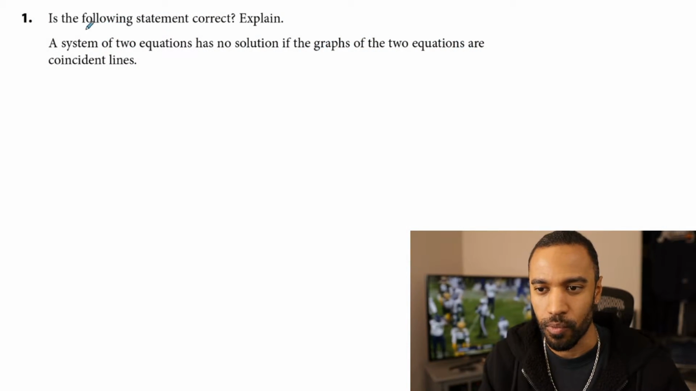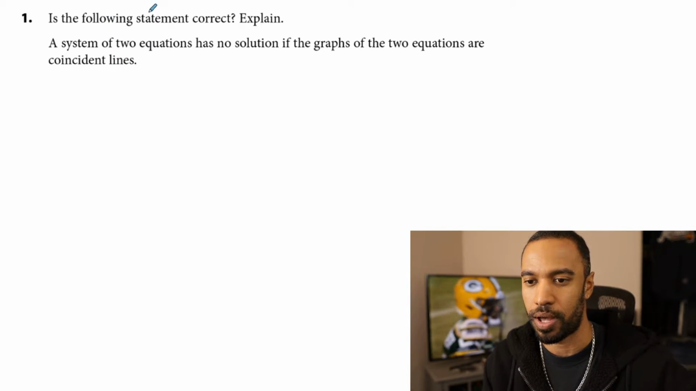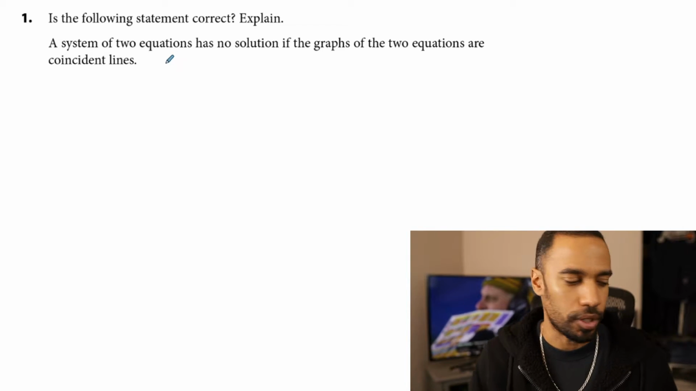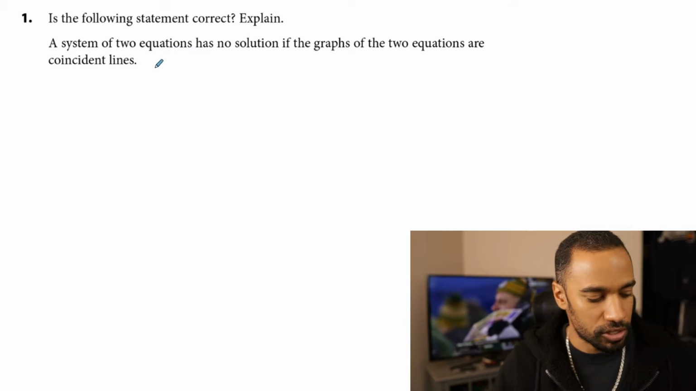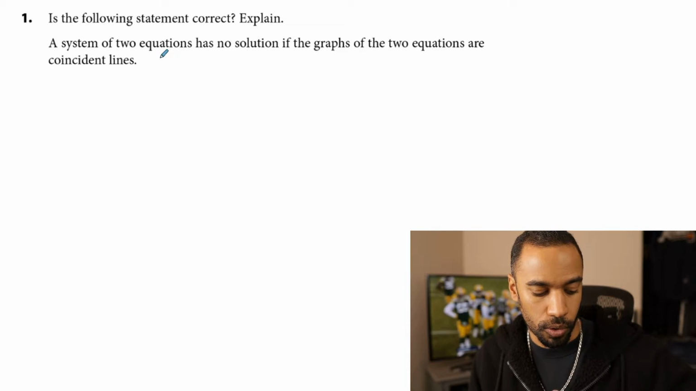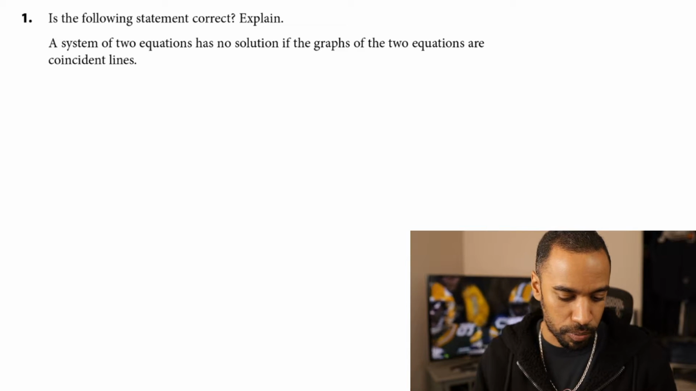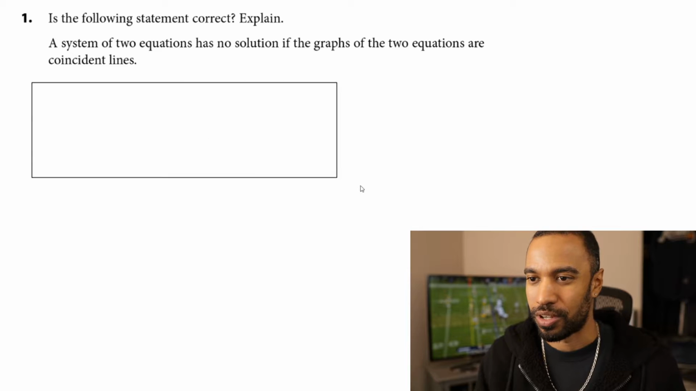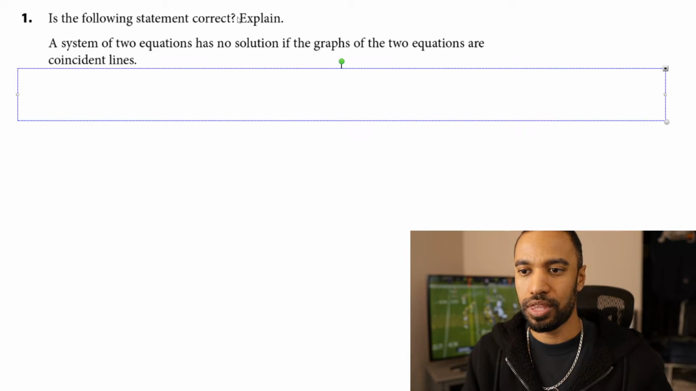My first question, number one, is the following statement correct, and explain? I'll go ahead and make a typing statement out of this one as well. A system of two equations has no solution if the graphs of the two equations are coincident lines. Now, first things first, a system of equations just means multiple equations that are arranged together in order to make something happen, whether it's solutions or anything else. Sorry, I'm clearing my desk so I can be ready to type something in a second here.